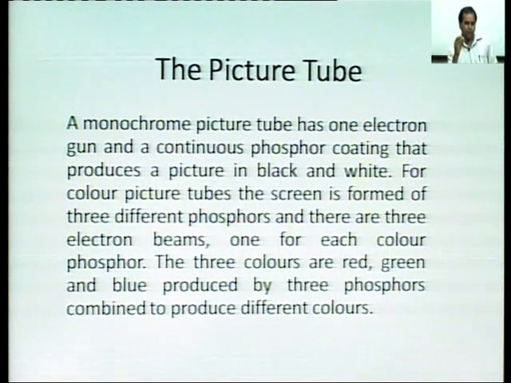So, they will illuminate different colors, and those three spots are so closely placed that when we see it normally, we see the combination of these three colors. Depending upon the proportion of red, the proportion of green, and the proportion of blue, the resultant color is seen.